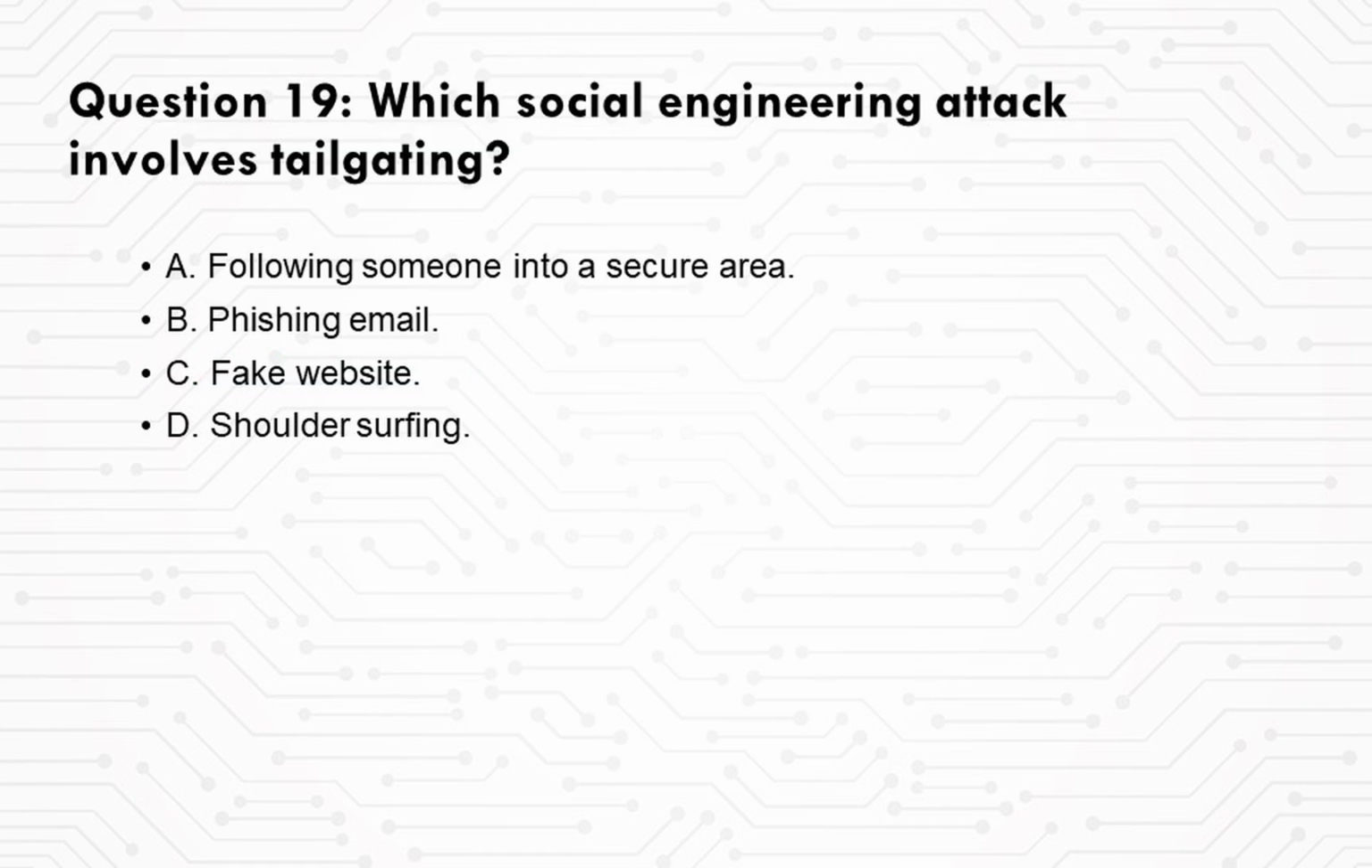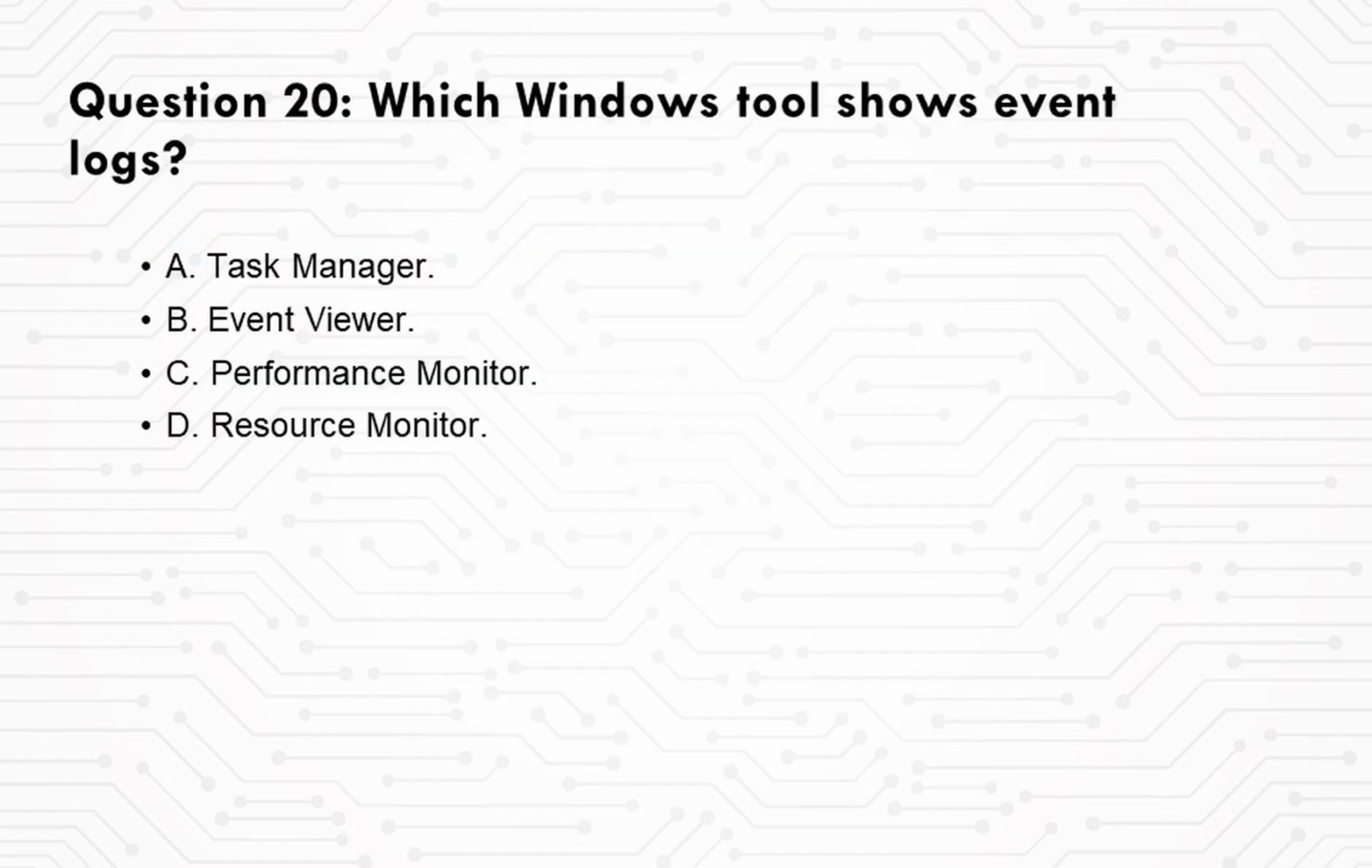Question 19. Which social engineering attack involves tailgating? A. Following someone into a secure area. B. Phishing email. C. Fake website. D. Shoulder surfing. Answer: A. Tailgating equals an unauthorized person following someone into a restricted space. Question 20. Which Windows tool shows event logs?